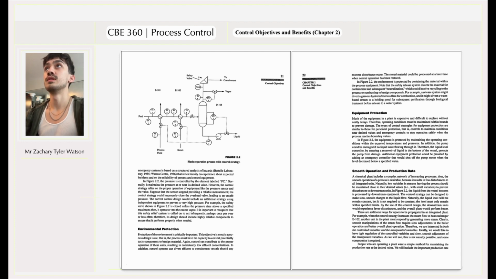In Figure 2.2, the environment is protected by containing the material within the process equipment. Note that the safety release system directs the material for containment and subsequent neutralization, which could involve recycling to the process or combusting to benign materials. I don't know what benign means, but let's use context clues.